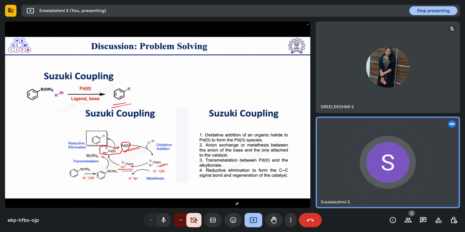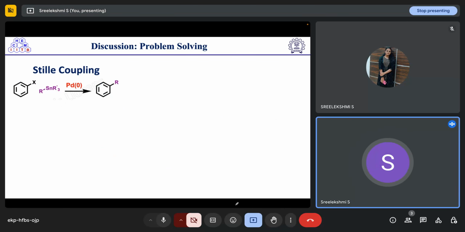Then based on the organotin reagents, we have seen this Stille coupling. So that is the coupling reaction between this tin compound and this aryl halide, which is mediated by, again, palladium.